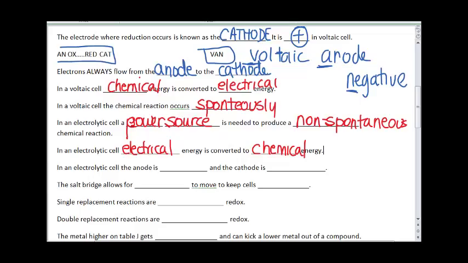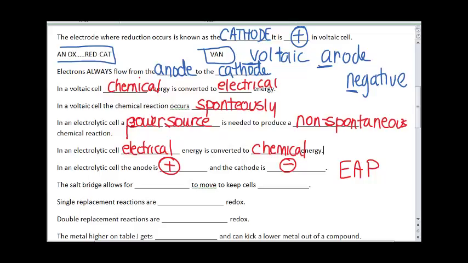Another difference is that an electrolytic cell is not VAN. Okay? In an electrolytic cell, the anode is positive. Okay? So it's E, right? It's electrolytic, anode positive. It's E. And the cathode is negative. It's exactly opposite. The signs are opposite. But electrons still flow from anode to cathode. That doesn't change. Okay? Oxidation still occurs at the anode. Reduction still occurs at the cathode. The only difference is the sign of those. Okay?